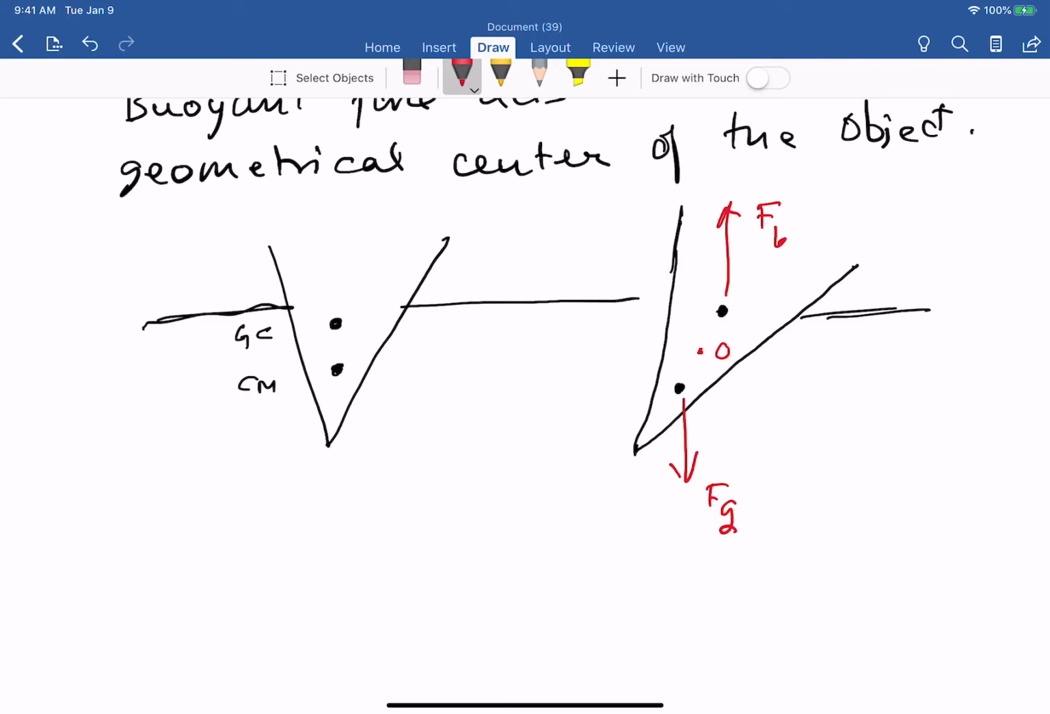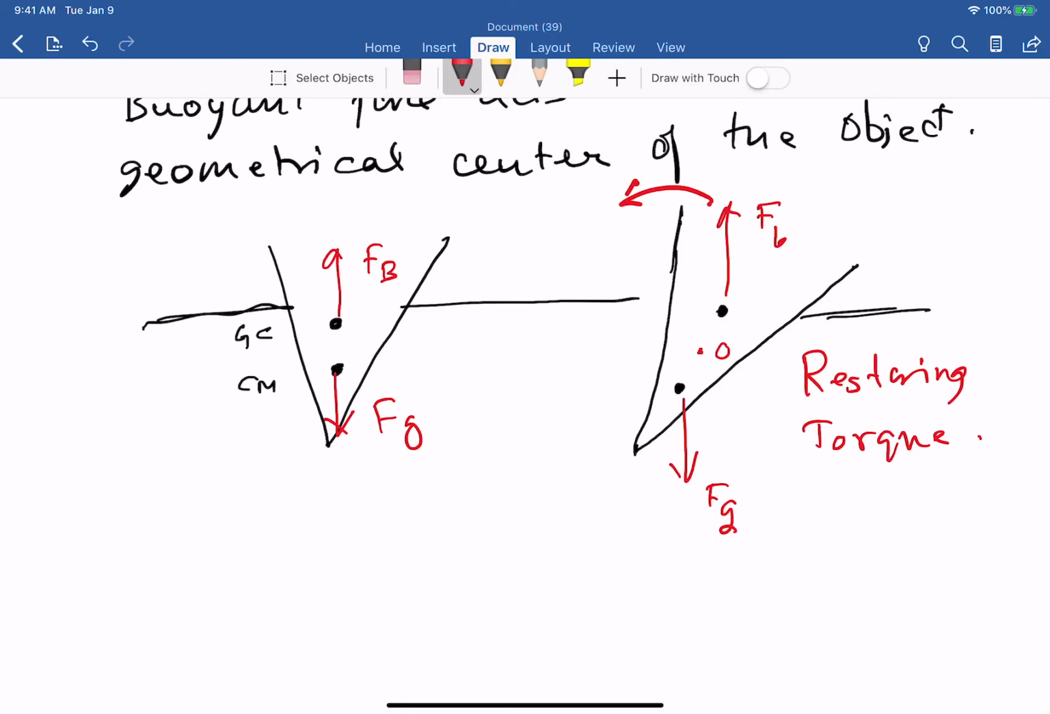And so what's going to happen to the ship? The two forces will exert a combined torque which will try to bring the ship back. It will rotate the ship in the counterclockwise direction and make the ship vertical, which is exactly what we want. So here you have a restoring torque, which means that this equilibrium, with Fg acting down and Fb acting up, is a stable equilibrium. It's going to be hard to topple this ship.